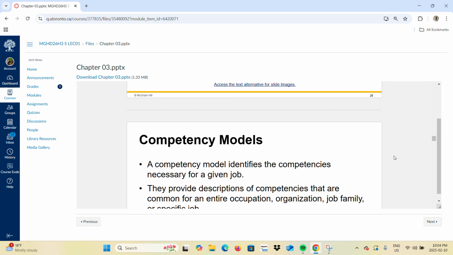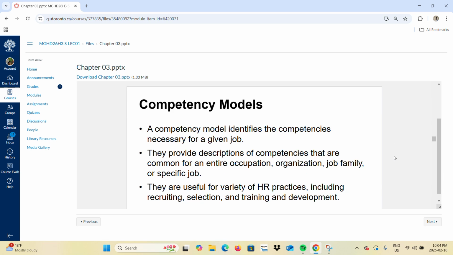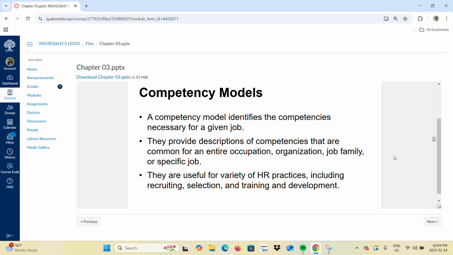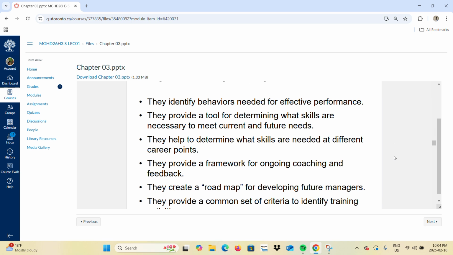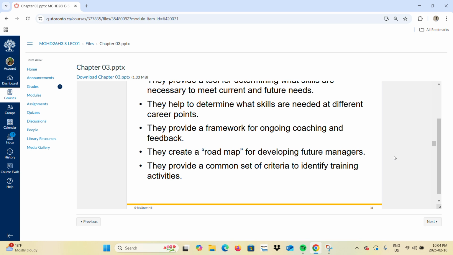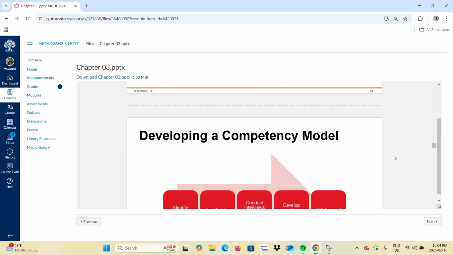Competency models. A competency model identifies the competencies necessary for a given job. It provides descriptions of competencies, damn, that's a big word, that are common for an entire occupation, organization, job family, or a specific job. They're useful for a variety of HR practices, including recruiting, selection, and training and development. These models are valuable because they identify behaviors needed for effective performance. They provide a tool for determining what skills are necessary to meet current and future needs. They help to determine what skills are needed at different career points. They provide a framework for ongoing coaching and feedback, and they create a roadmap for developing future managers while providing a common set of criteria to identify training activities.